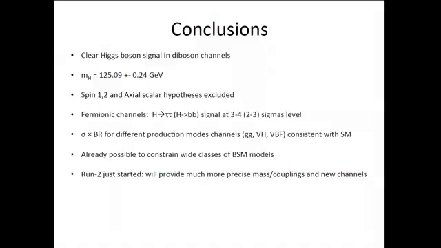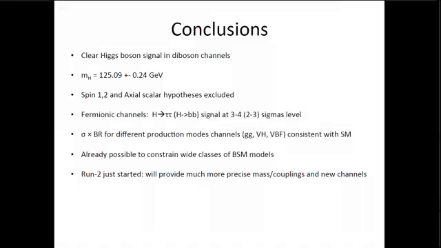And okay, these are the conclusions. Basically, it's a repetition. So there is a very clear Higgs boson signal at a mass of 125.09 GeV. The spin 1, 2, and axial scalar hypotheses are basically excluded. We have signals for fermion decays at the 3 sigma level for tau tau, and 2 to 3 sigma for b bbar.